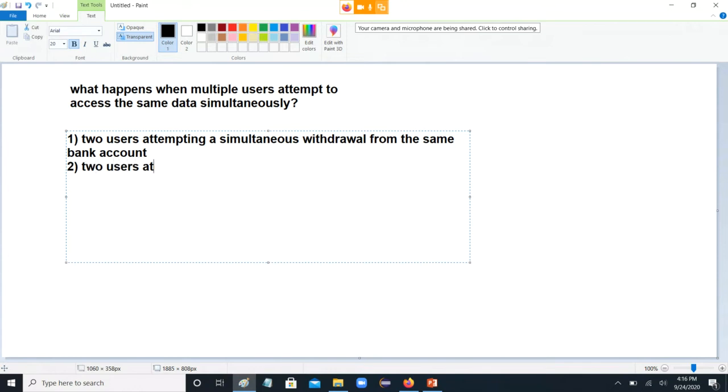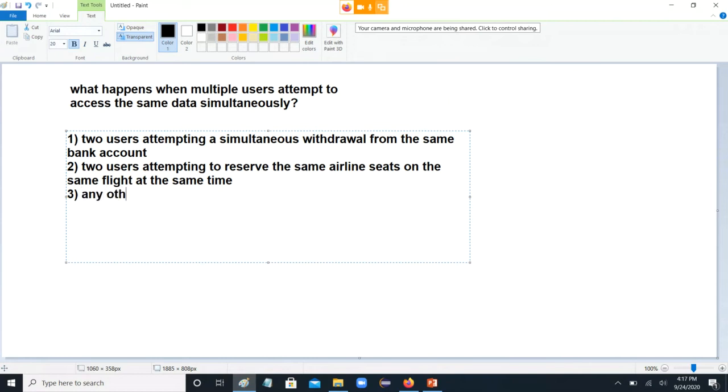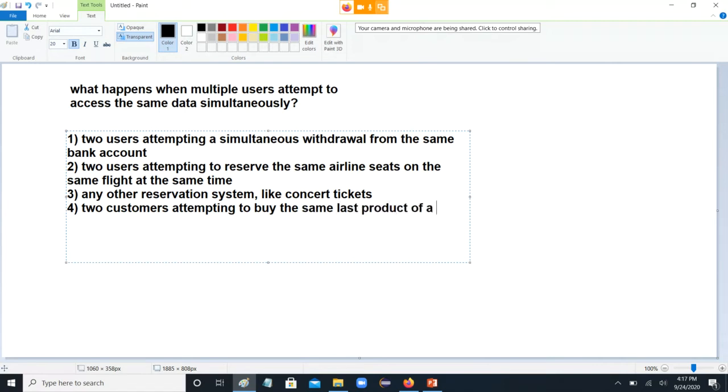Number 2, 2 users attempting to reserve the same airline seats on the same flight at the same time. Okay, or any other sort of reservation type system, like concert tickets, back when we still had concerts, haha. Or what else? Two customers attempting to buy the same last product of a particular item. It's the last one in stock.